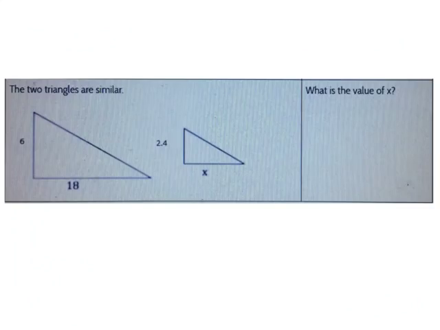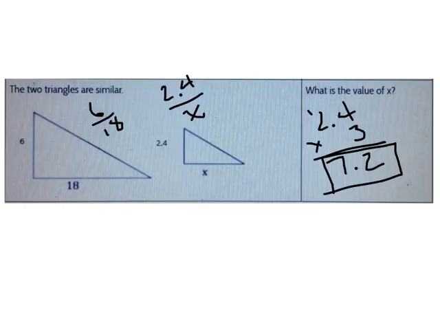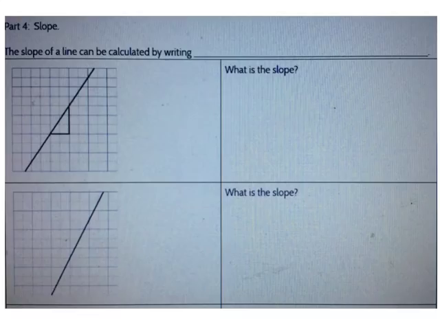Now you try one. Use the ratio between the sides to figure out the value of x. X is 3 times as great as 2 and 4/10, so the value of x is 7 and 2/10.